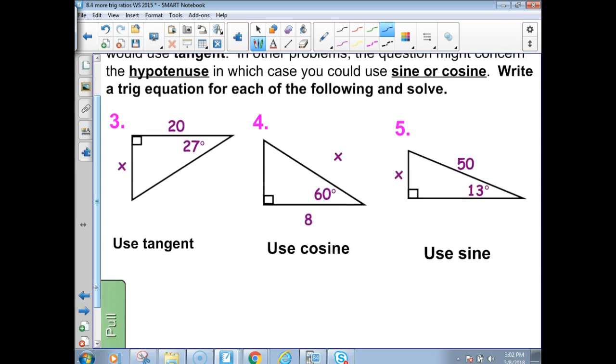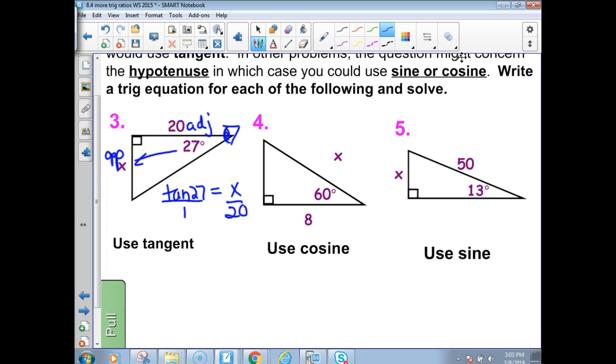Now, this is already telling us what to use. So I'm going to use the tangent here because, and the reason is, I'm coming from the 27. Across from the 27 is my opposite leg, and next to it is the adjacent leg. That's why we're using tangent. So the tangent of 27, this is your setup. Okay, my trig equation is tan 27 equals x over 20.